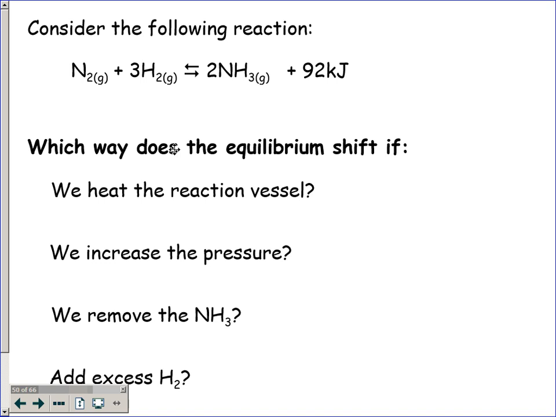All right, so you have this reaction. Nope, you don't have this one. This is my lecture example one. I'll do your practice ones in a second. Write down this reaction. N2 gas plus 3H2 gas equilibrates to 2NH3 gas and 92 kilojoules of energy.